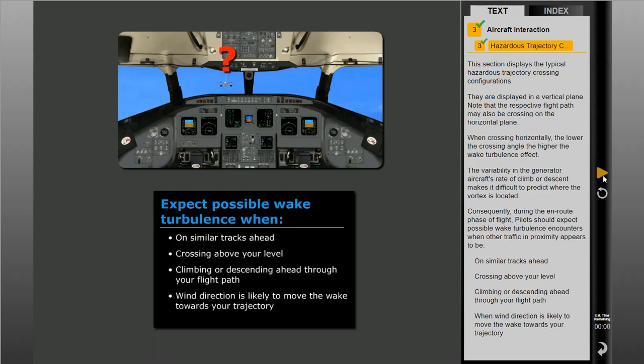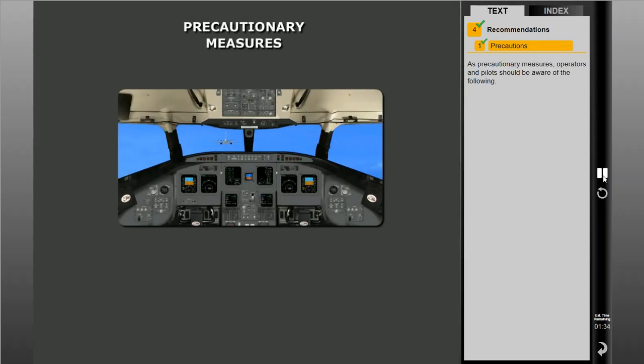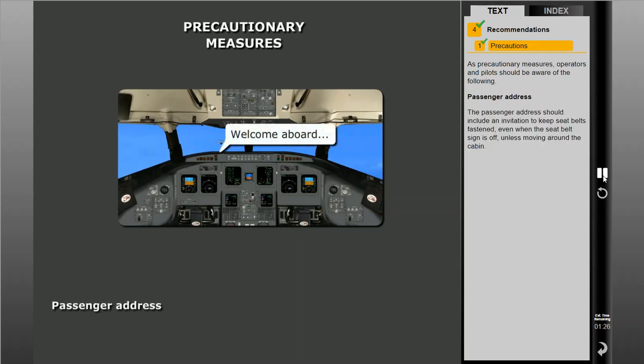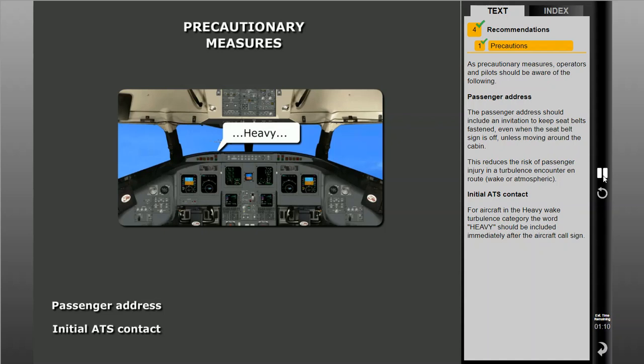As precautionary measures, operators and pilots should be aware of the following. The passenger address should include an invitation to keep seatbelts fastened even when the seatbelt sign is off, unless moving around the cabin. This reduces the risk of passenger injury in a turbulence encounter en route. For aircraft in the heavy wake turbulence category, the word heavy should be included immediately after the aircraft call sign. This should be said during the initial contact between the aircraft and ATS units.